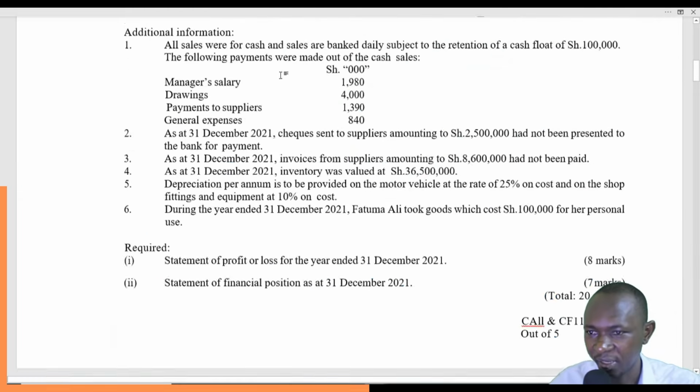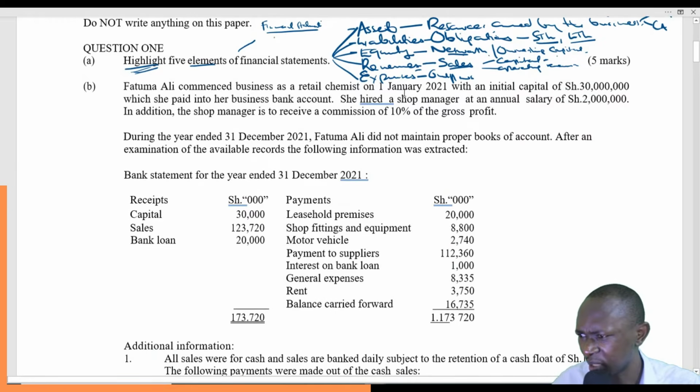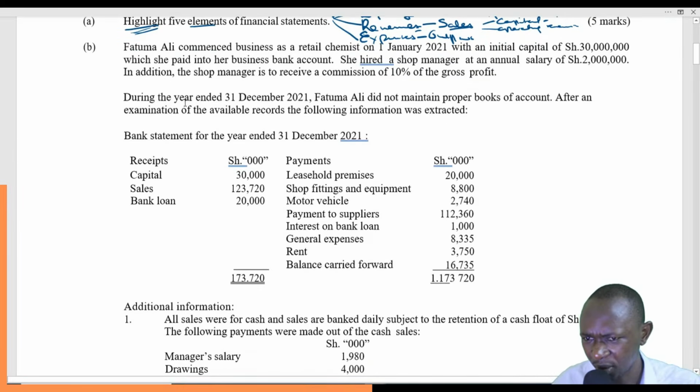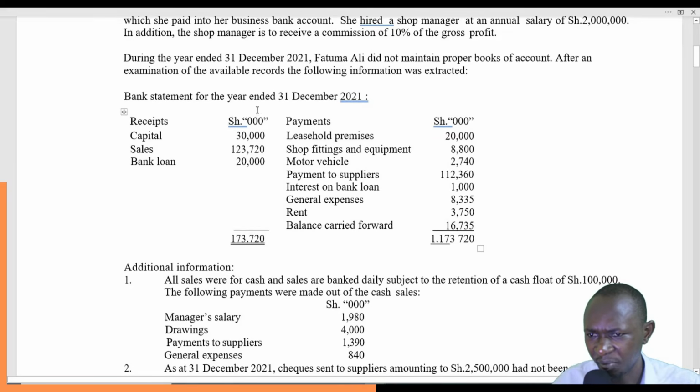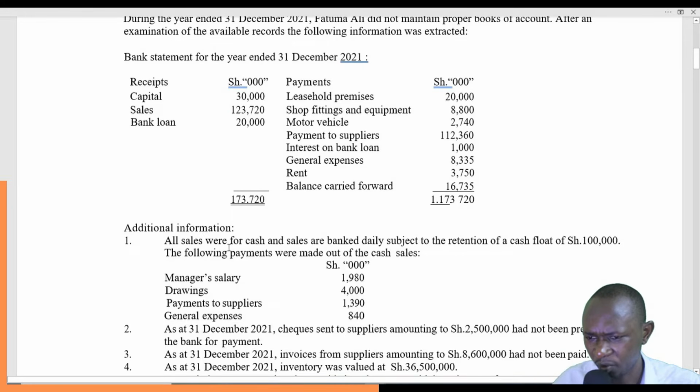Now we'll go back and identify the sales. But this question was a bit tricky. During the year ended 31st December, Fatuma did not maintain all her books. After the examination, the following are the records. So bank statement for the year ended this. This is the bank statement. Additional information: all sales were for cash and sales are banked daily, subject to retention of cash float. The following payments were made out of the cash sales.